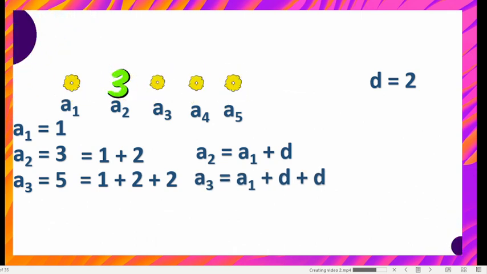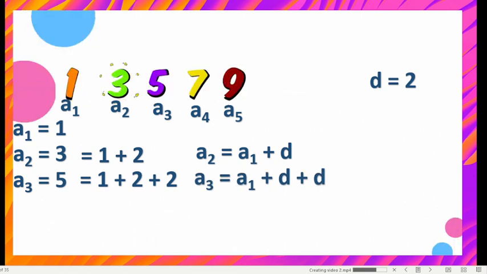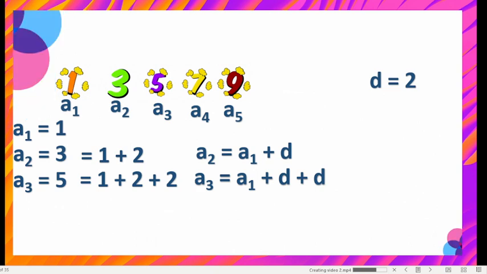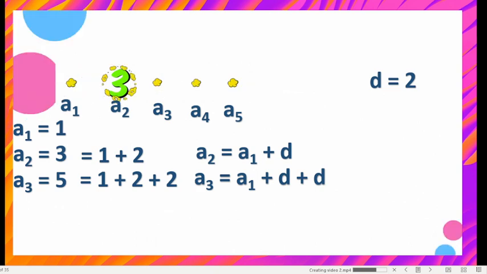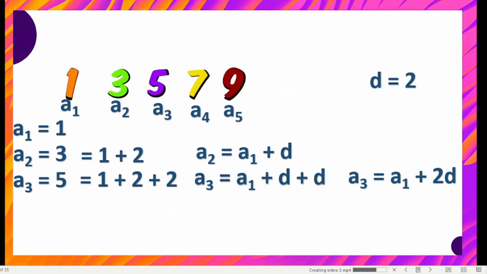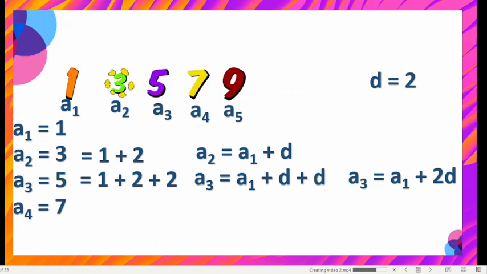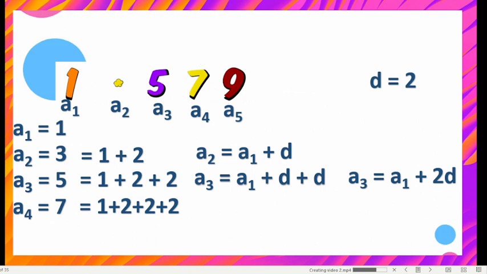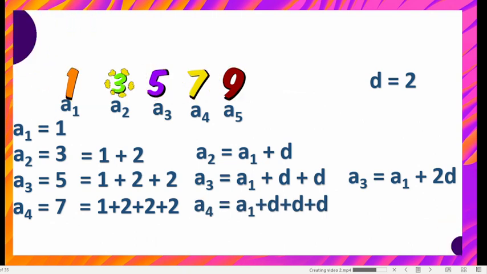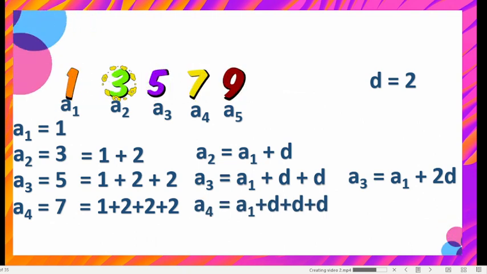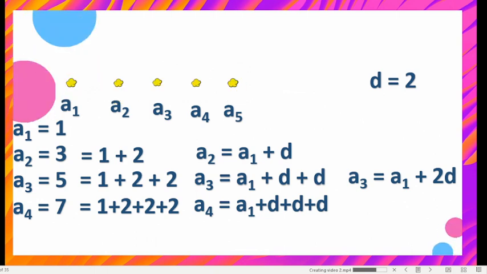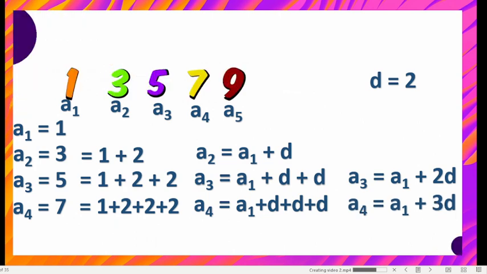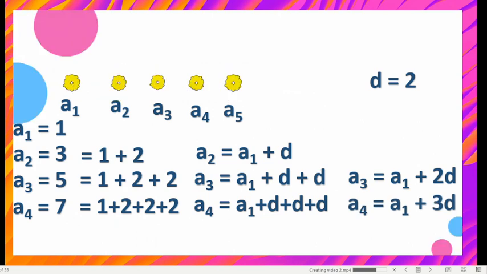So a sub 3 is equal to a sub 1 plus D plus D. Combining similar terms, we have a sub 3 equals a sub 1 plus 2D. For the fourth term, 7, it can be written as 1 plus 2 plus 2 plus 2, or a sub 4 equals a sub 1 plus D plus D plus D, which is equal to 3D. Hence, a sub 4 is equal to a sub 1 plus 3D.